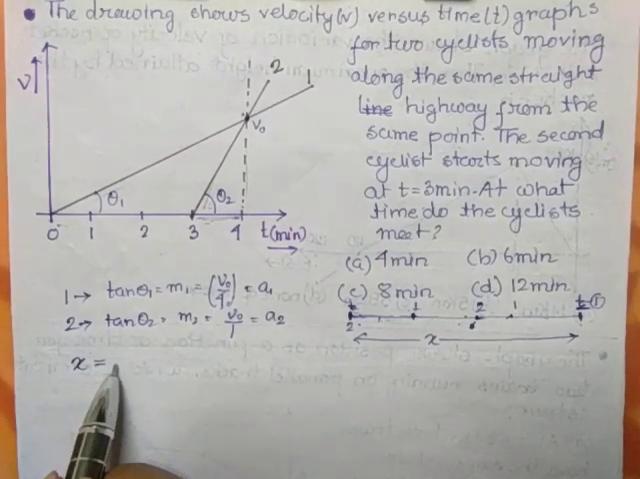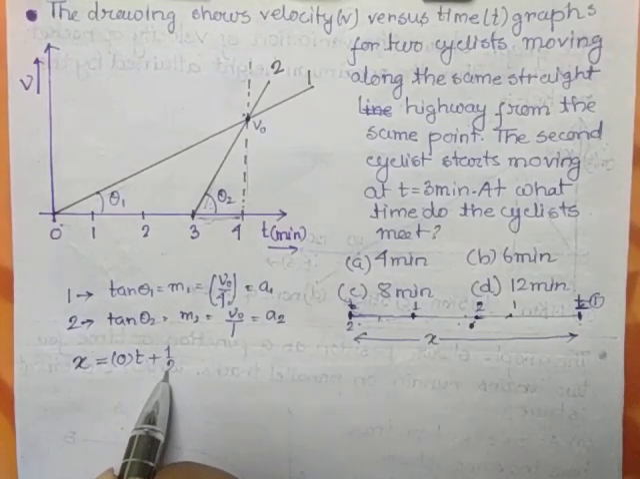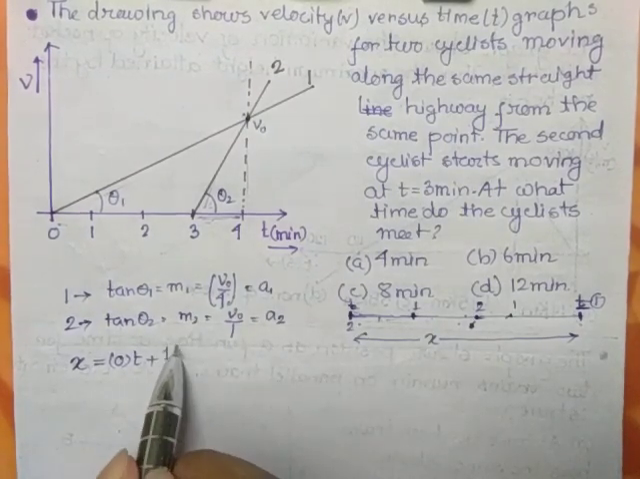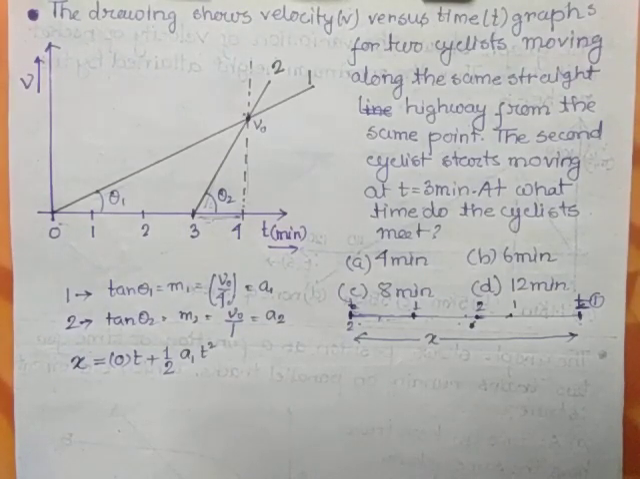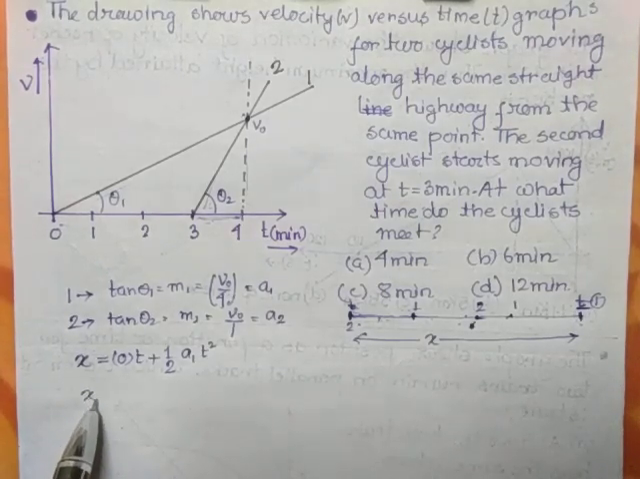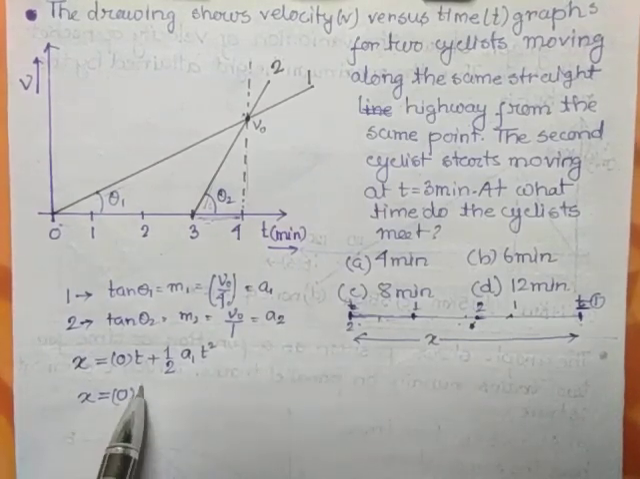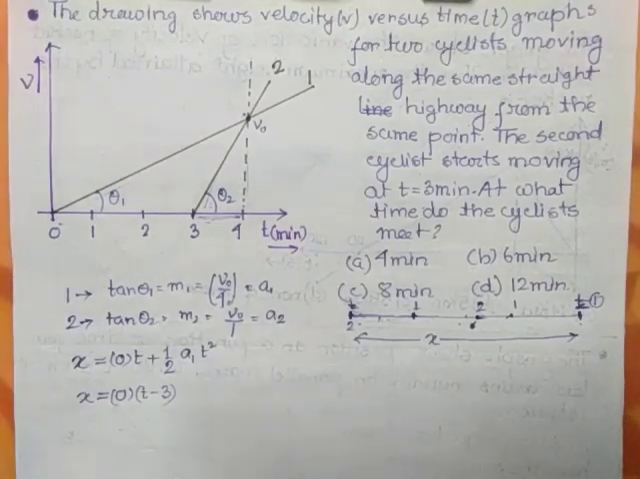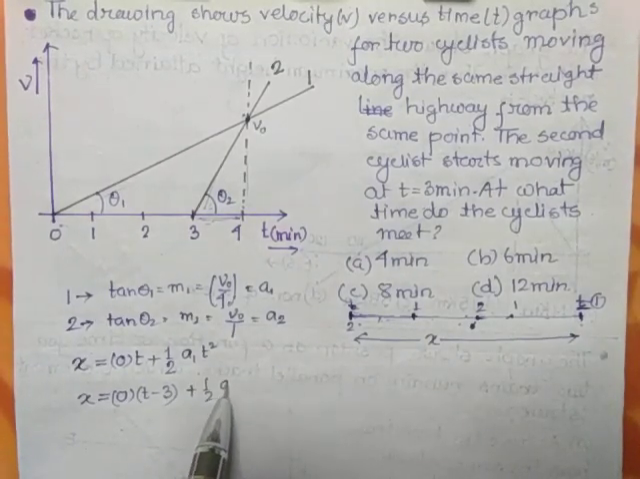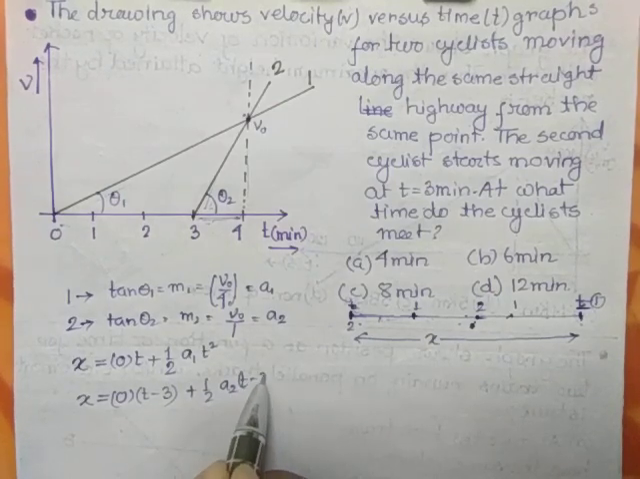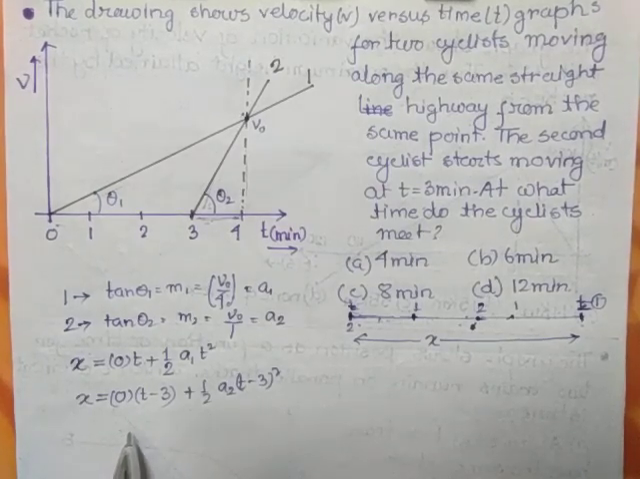So the initial velocity of particle 1 is 0. So x equals 0 into t plus 1 by 2 into the acceleration of particle 1 into t square. Now for particle 2, his initial velocity is also 0 because he starts from rest, but the time he takes is t minus 3, not t. So it will be 1 by 2 into the acceleration of particle 2 into t minus 3 whole square. Obviously these two are equal.